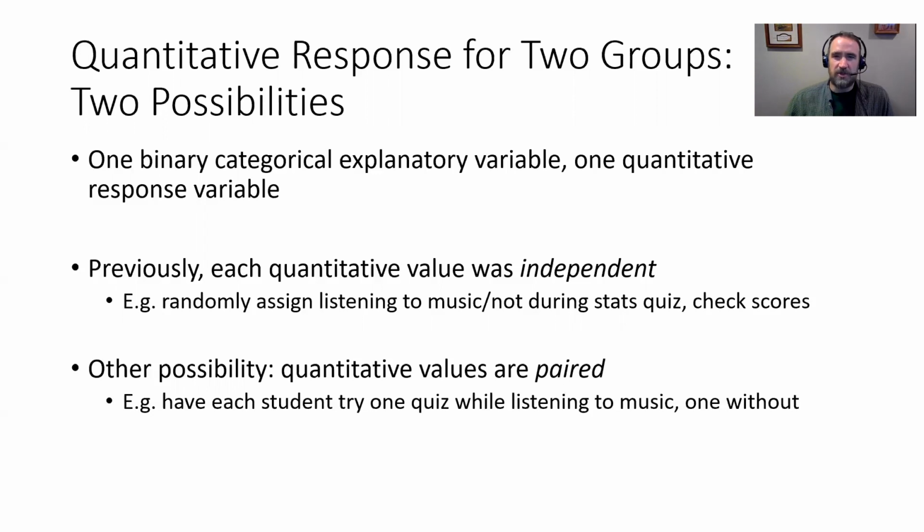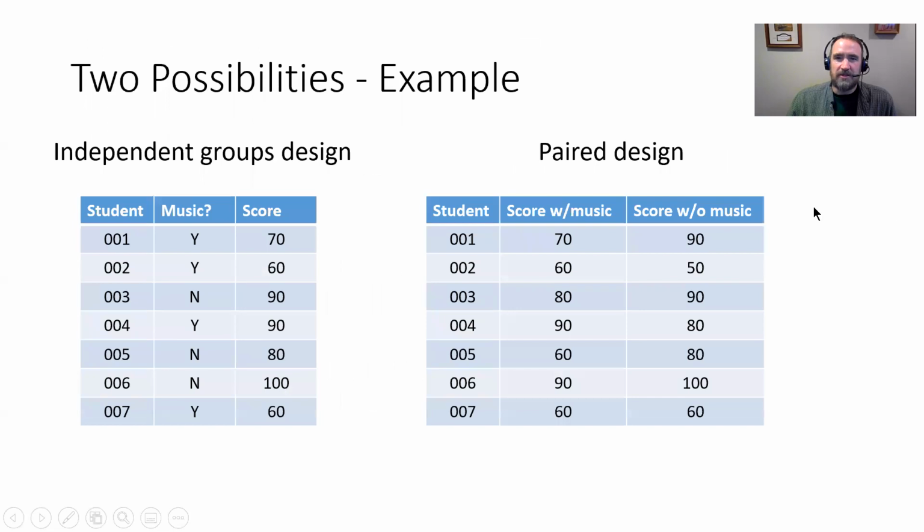And that's the kind of scenarios we tended to look at and analyze previously. But now we're going to talk about a new possibility. There's a possibility that our quantitative values are actually paired with each other. This would require a different kind of design for the study. And so here's another way we could do this study. We could have every student do a quiz where they're listening to music, and every student do a quiz when they're not listening to music. And then for each student, we'd have two quantitative values, one for when they listen to music and one for when they didn't. Let me show you an example of what that data might look like.